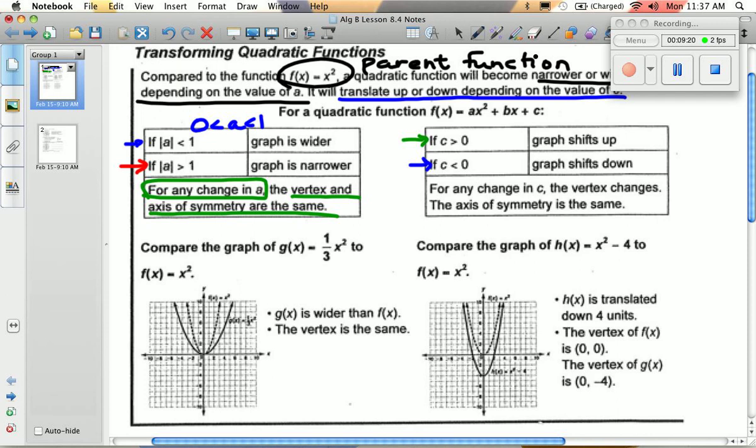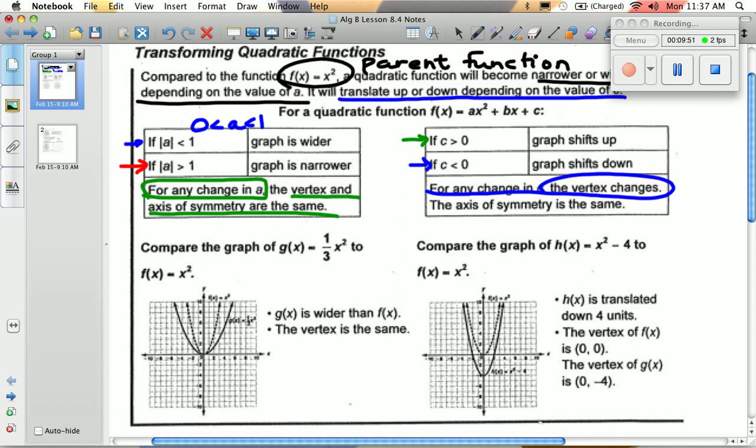What's it going to do? If c is less than 1, if c is a negative number. Slim it down? No, remember, a is the fattening and slimming one. It's going to translate it up or down. Well, we said it goes up when c is positive, and it goes down when c is negative. Now it's going to move that vertex down on the y-axis, so it's below the x-axis. So for any change in c, the vertex does change. It moves up or it moves down.